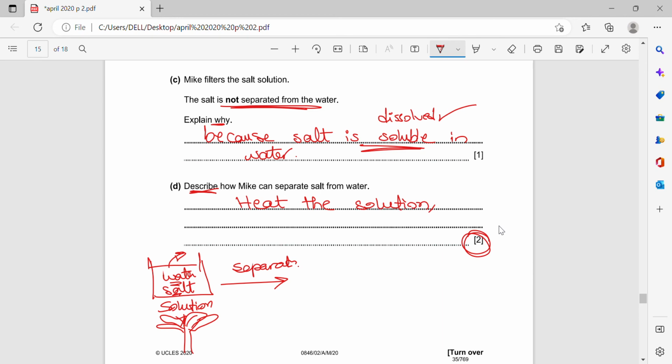What will happen? The water will evaporate and a white solid, which is the salt, is formed. Good.